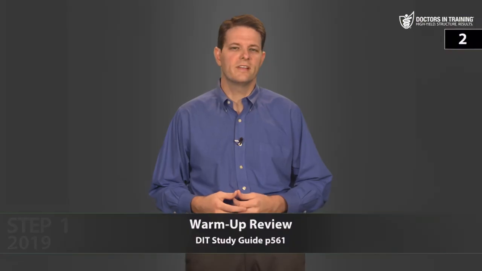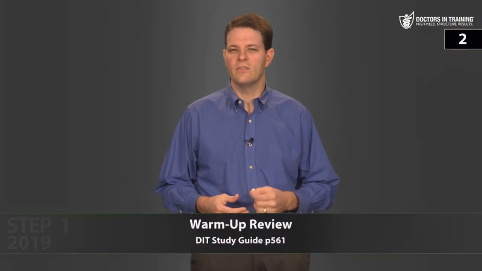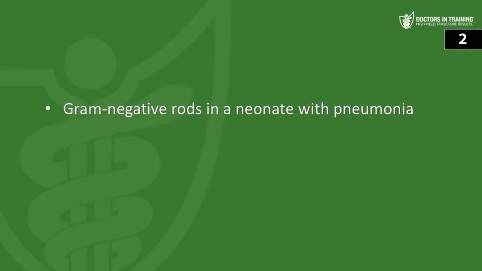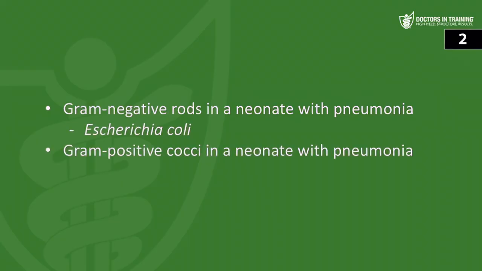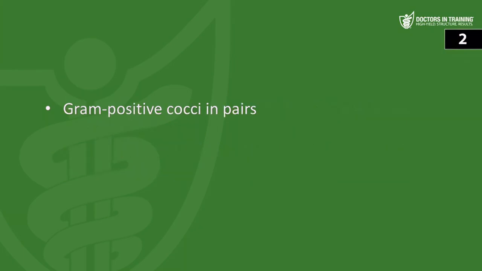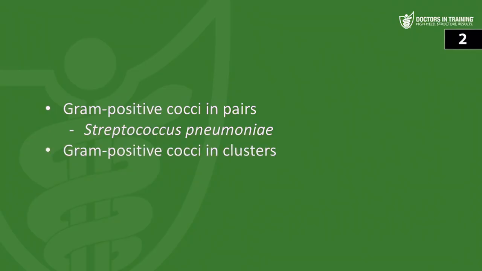Next, which infectious agent is the cause of pneumonia based on each of the following lab tests? So gram-negative rods in a neonate with pneumonia, think about E. coli. Gram-positive cocci in a neonate with pneumonia, think about group B strep. Gram-positive cocci in pairs is classic for Strep pneumoniae, and gram-positive cocci in clusters is classic for Staph aureus.